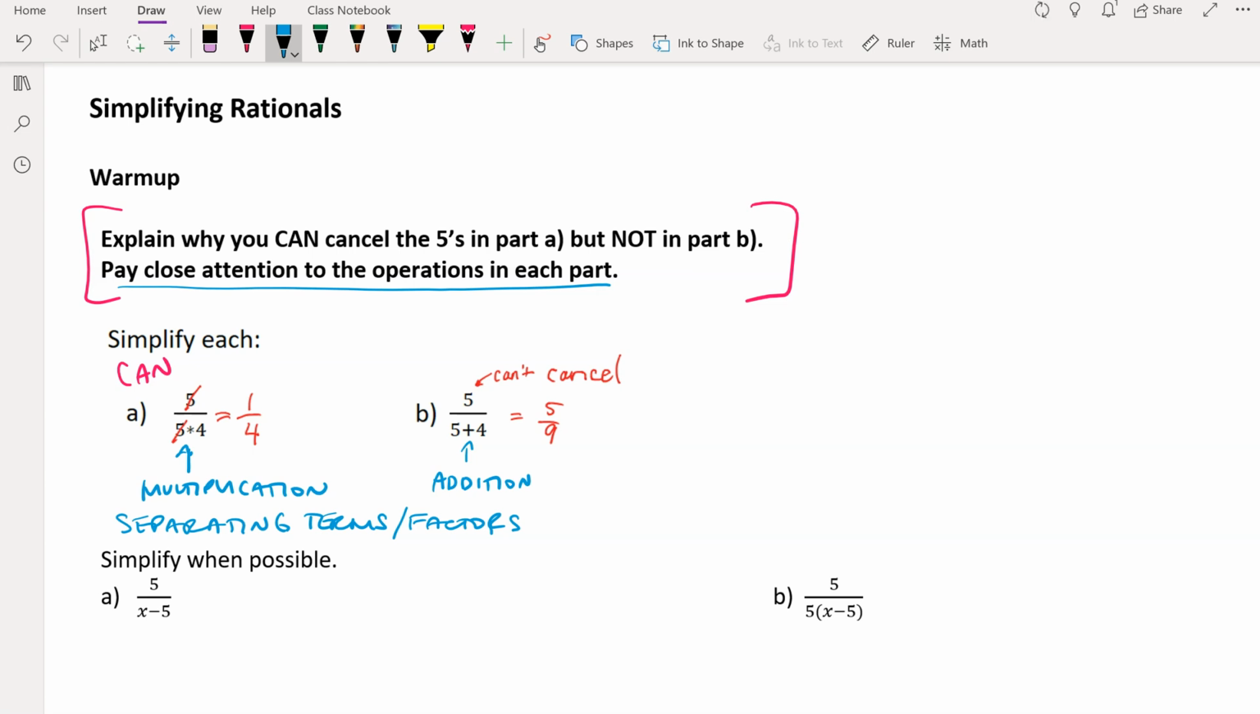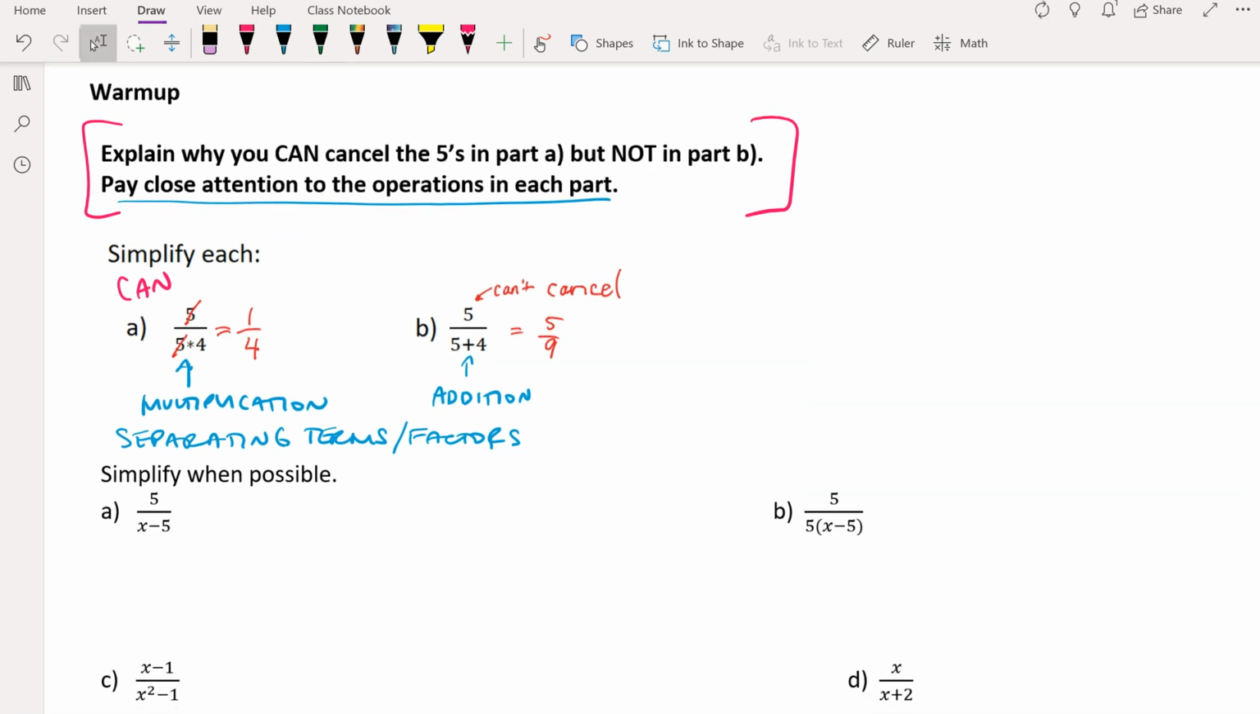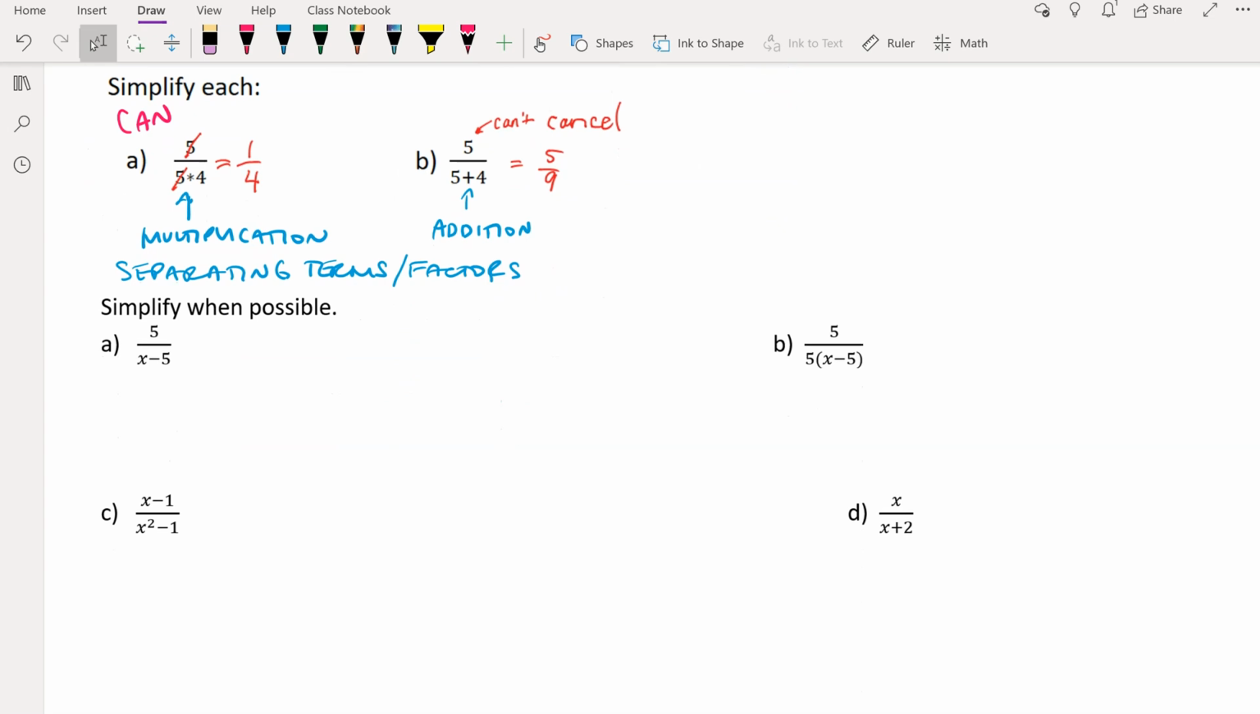All right, so let's go ahead and do some practice because we need to be experts at simplifying fractions for this unit. So here we go. We have what operation here in the middle? Subtraction. So are we allowed to cross out? No, we're only allowed to cross out when we have multiplication. So guess what? This is actually fully simplified. 5 over x minus 5. That's as simplified as we can get it. We can't cancel anything. We cannot cross out the 5s.